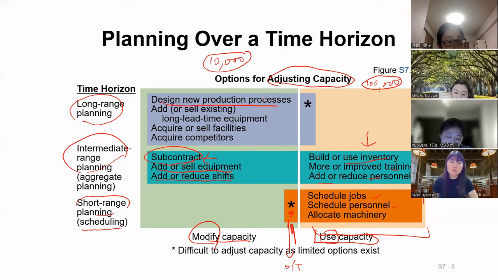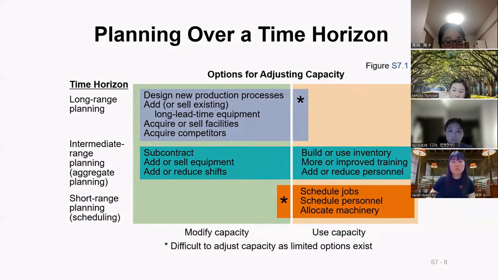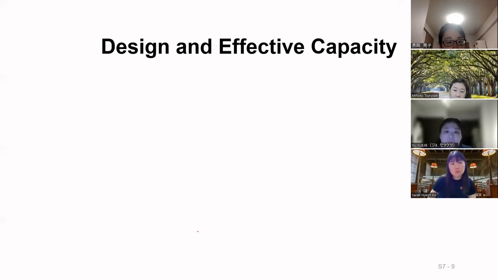So this is the thinking: capacity can be modified in the long term and the intermediate term, but in the short term, very little can be done. Very minimum. That's why we can do subcontracting or overtime work. So that depends on the time horizon.